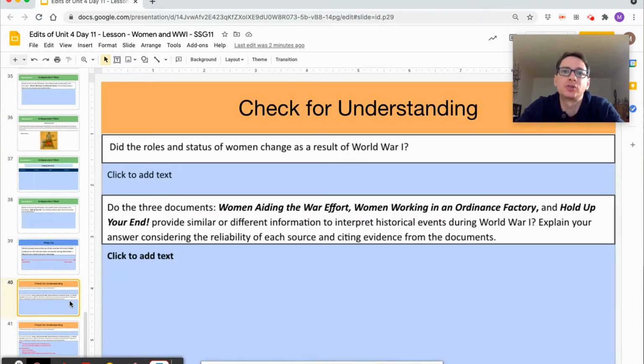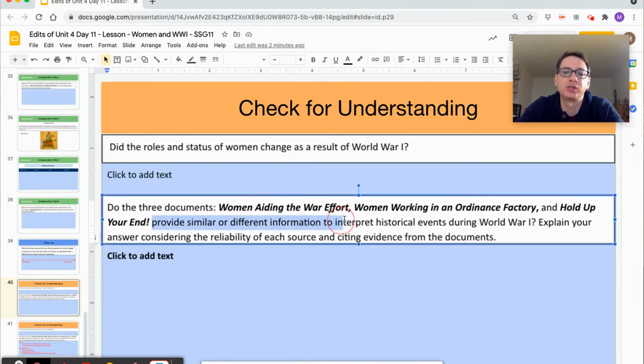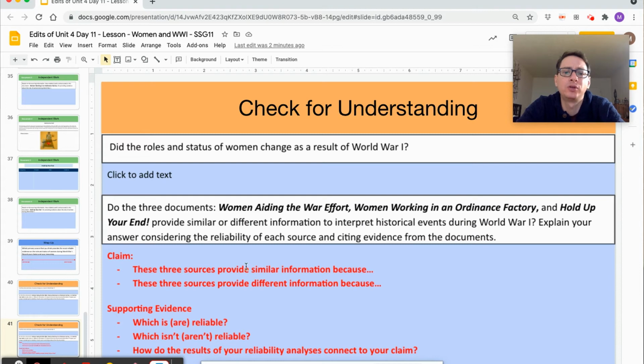When you're all done with this, you're going to see this task asking if these sources provide similar or different information to interpret historical events during World War I. And if they are different, how do we know which is a more reliable source and we should rely on more to learn about this? Well, after you make your claim as to whether they're similar or different, you absolutely want to use your findings about the reliability of each to defend your claim.